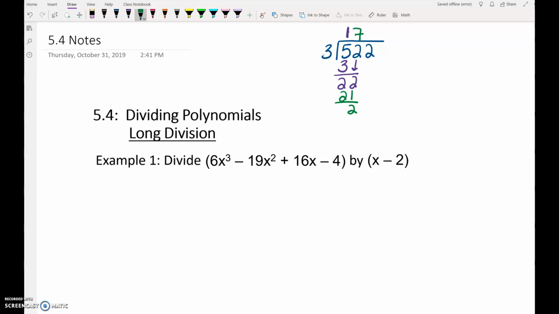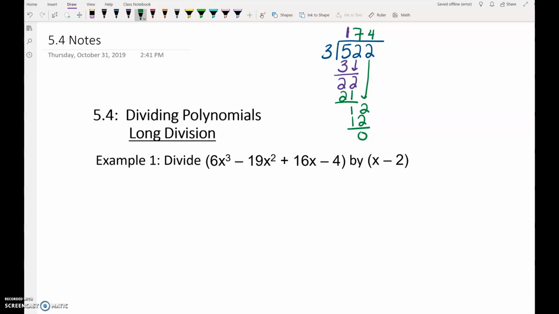Subtract. Then you bring the next digit down. How many times does 3 go into 12? 4 times. 4 times 3 is 12. And I have no remainder.